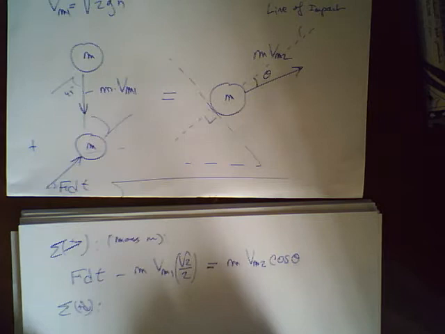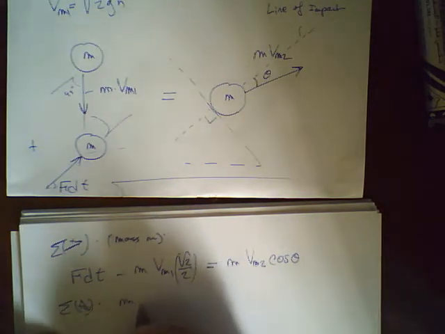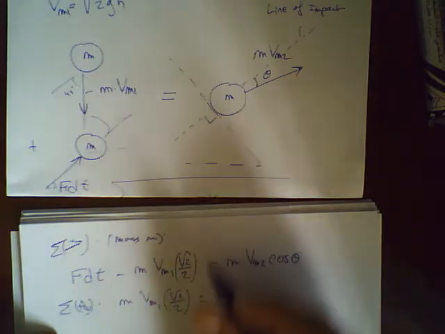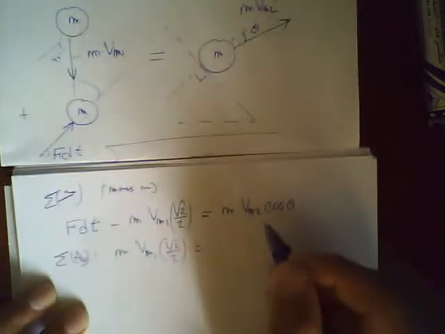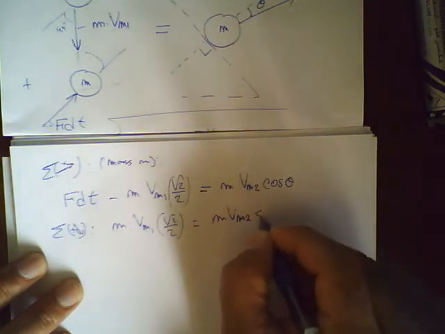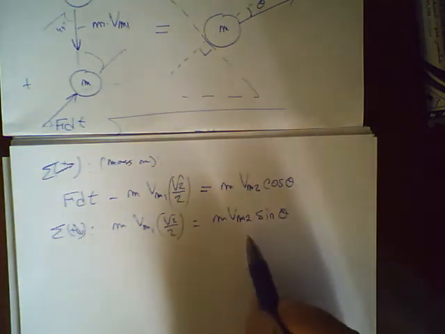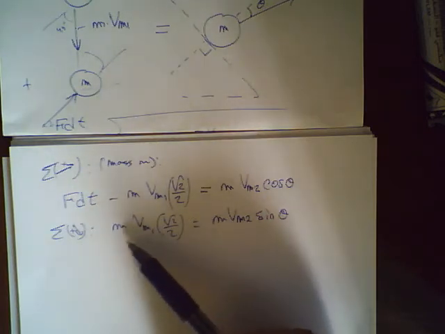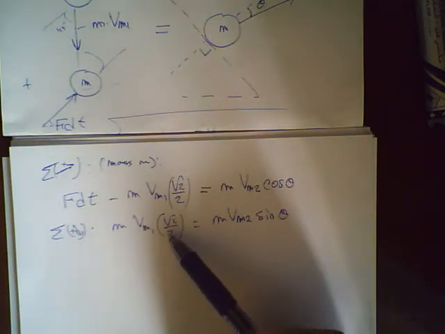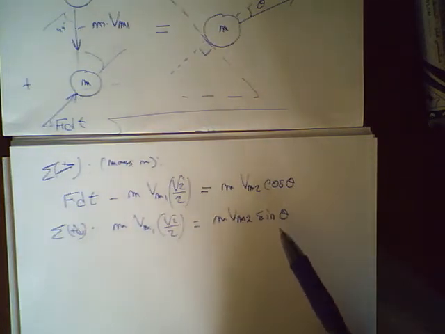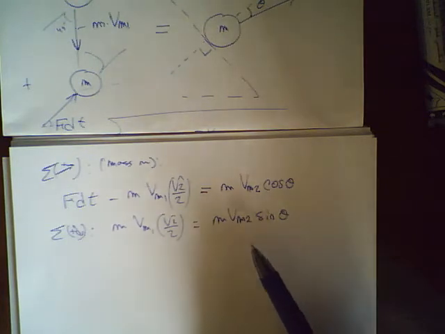So how do you do that? Then you're going to have m vm1 sine 45 degrees, which is also square root of 2 over 2, which is going to be equal to m vm2 sine theta. Okay, so we have m vm1 sine 45 degrees, which is square root of 2 over 2, equal to m vm2 sine of theta.